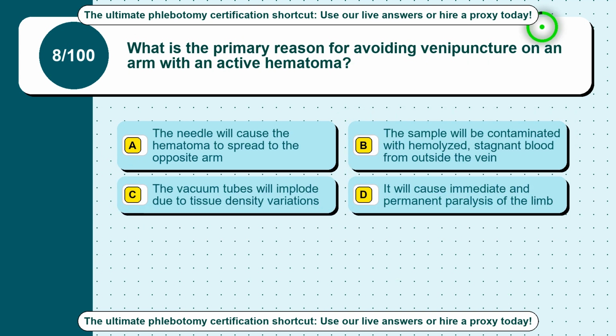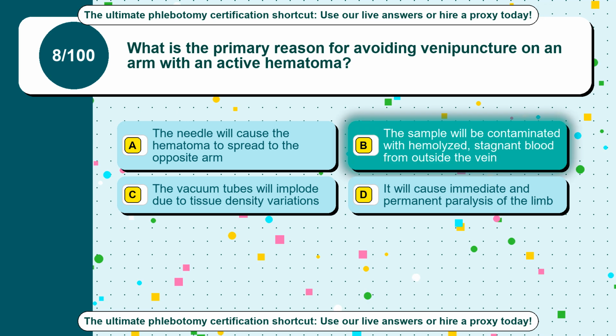Question 8. What is the primary reason for avoiding venipuncture on an arm with an active hematoma? Option A, the needle will cause the hematoma to spread to the opposite arm. Option B, the sample will be contaminated with hemolyzed, stagnant blood from outside the vein. Option C, the vacuum tubes will implode due to tissue density variations. Option D, it will cause immediate and permanent paralysis of the limb. The correct answer is option B.